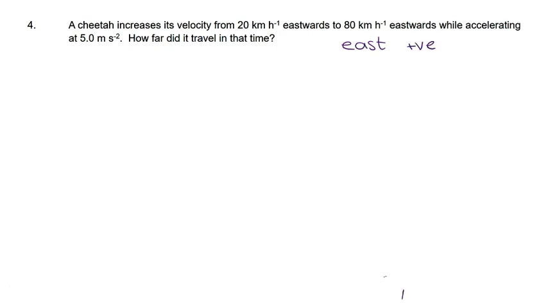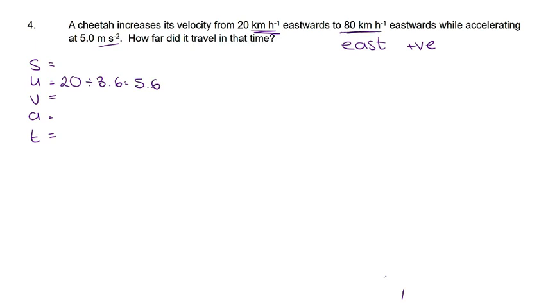Okay, and the next thing to do is to write out our variables. So there is SUVAT. And let's write in what we know. The cheetah increases its velocity from 20 kilometers per hour. So we started at 20. But you have to note here that's in kilometers per hour. That's no good, okay? Because the acceleration's in meters per second. We just want everything to be meters and seconds. So I'm converting that by dividing by 3.6, and that gives me 5.6 meters per second.